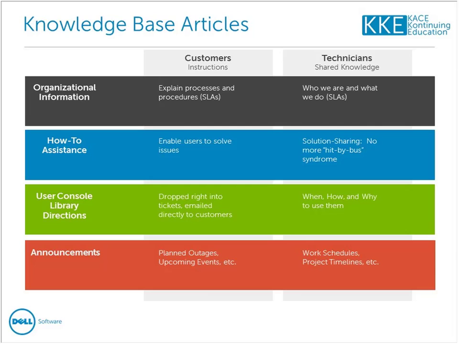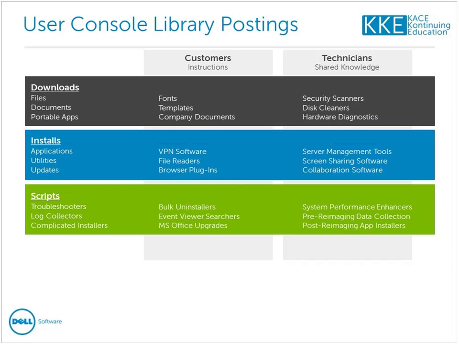So there's lots and lots of uses for these knowledge base articles. But fundamentally, we want them to be solving problems, providing solutions to our customers. Now, the user console library, we can post 3 different kinds of things here: downloads, installs, and scripts. Basically, any of the things that our K1000 does to computers that we can build it to do, we can make available for on-demand, one-click access anytime.